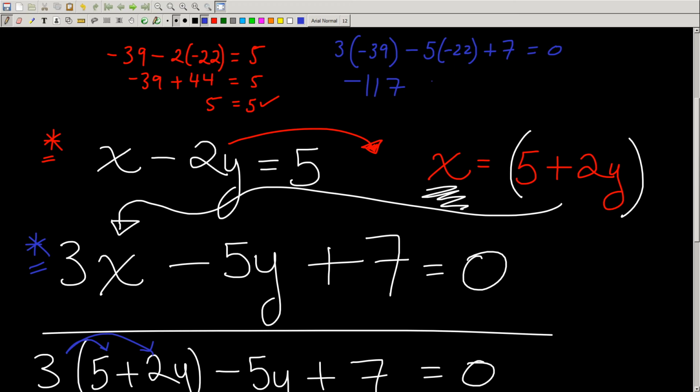And what is 5 times 22? Well, that is 110, so it's positive 110 because two negatives make a positive, right? And plus 7, and if you notice, this is positive 117, and this is negative 117. They're going to perfectly cancel. And I'm going to get 0 equals 0. So there you go. That is the method of substitution. I've checked my answer, which means that I am absolutely correct.